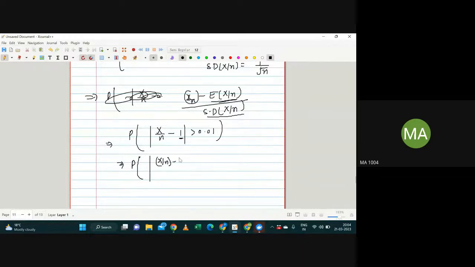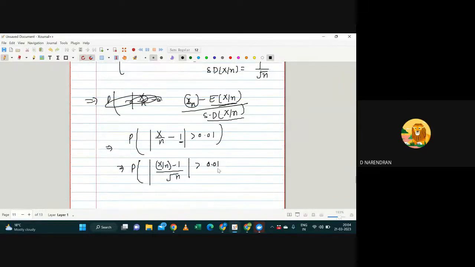Let's say this is x by n minus 1. I will get root n times this, greater than 0.01 times root n. We divide by 1 by root n, so root n gets multiplied into 0.01. You have only divided the left-hand side by 1 by root n, right?